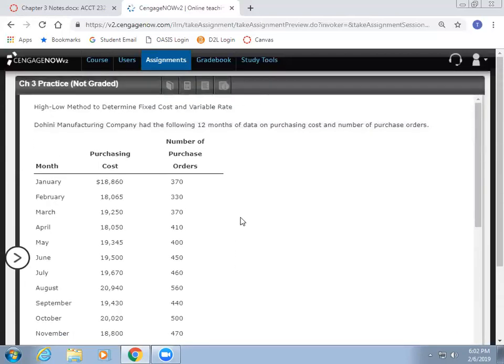Okay. So now on the third one, we're getting into establishing a cost equation. So we're going to use the high-low method to determine our variable cost per unit. And then from there, we'll solve for a fixed cost per unit and be able to write a cost equation and calculate costs at any level of output. So this is Doheny Manufacturing Company.